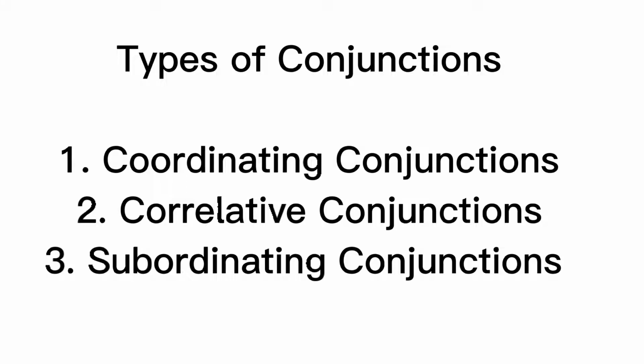Types of conjunctions. There are three types: coordinating conjunctions, correlative conjunctions, and subordinating conjunctions.